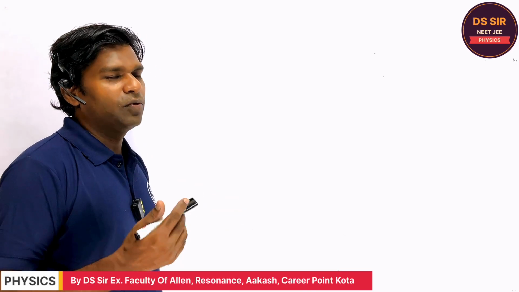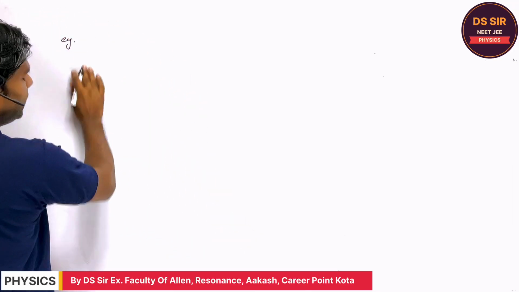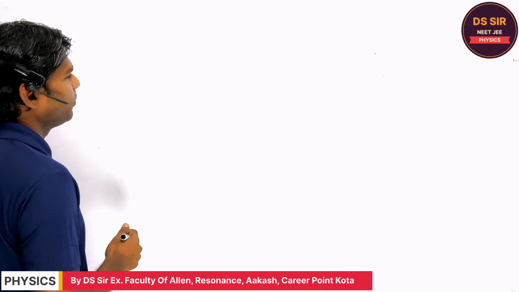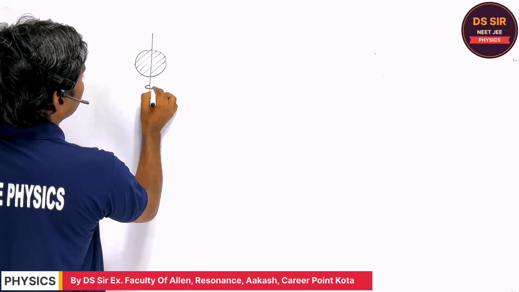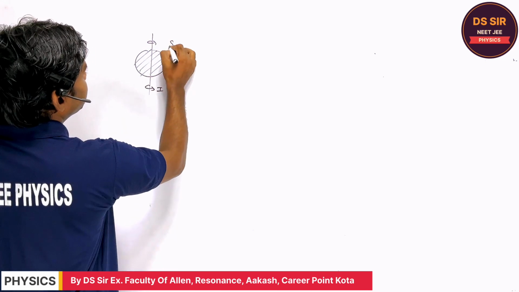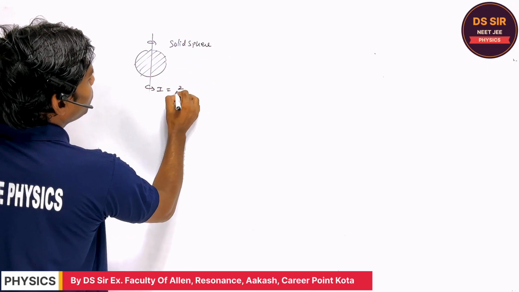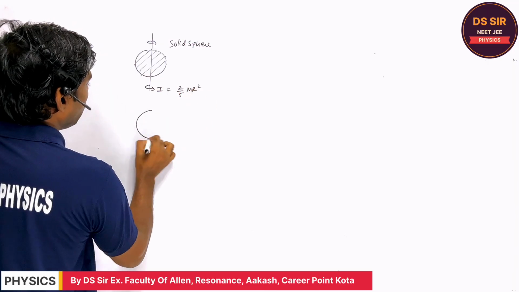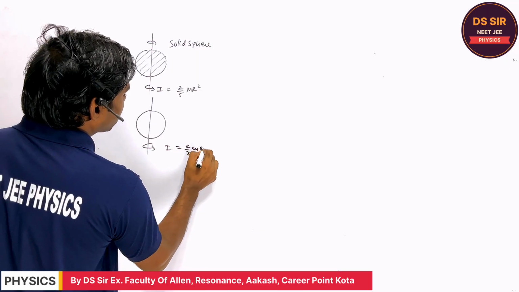In this lecture, we will continue to find the moment of inertia for some important systems. We will try to solve a few examples. Do you remember, for a solid sphere, what is the moment of inertia? Tell me. It is 2 by 5 MR square, and for the hollow sphere, 2 by 3 MR square.